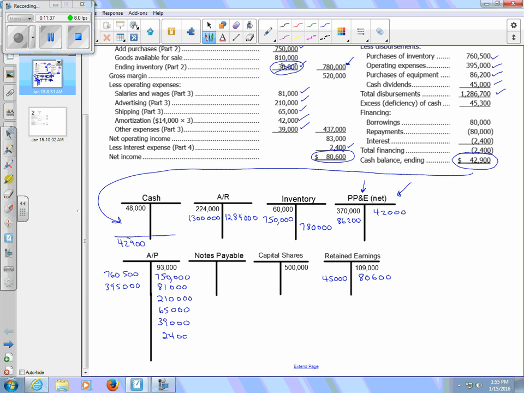Now in the financing, the company borrowed $80,000, which means notes payable would have gone up. But in this cash flow, they also paid the debt off. So it's just an in and an out in that notes payable account. So really, you don't have to record them if you don't want to. And then we have this interest payment. The interest payment comes out of accounts payable because that's where we put the interest expense from the income statement.